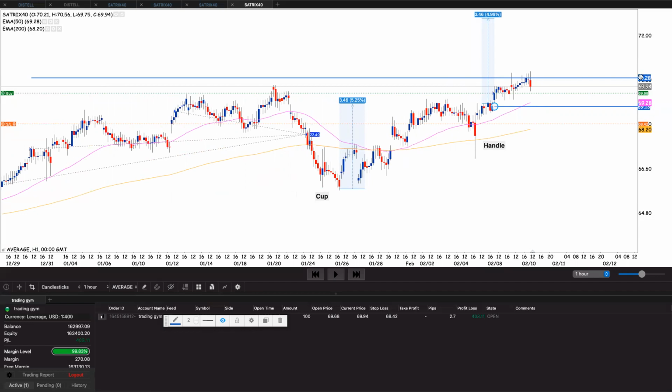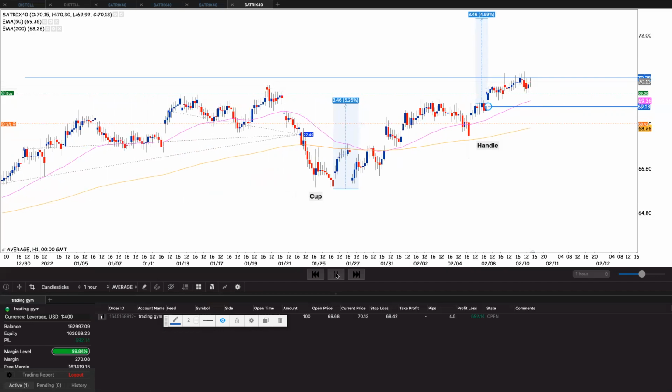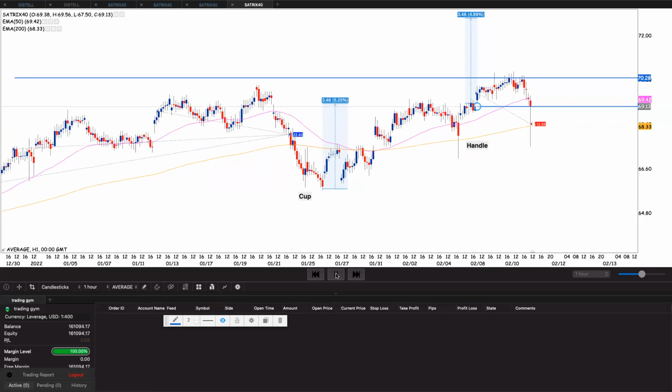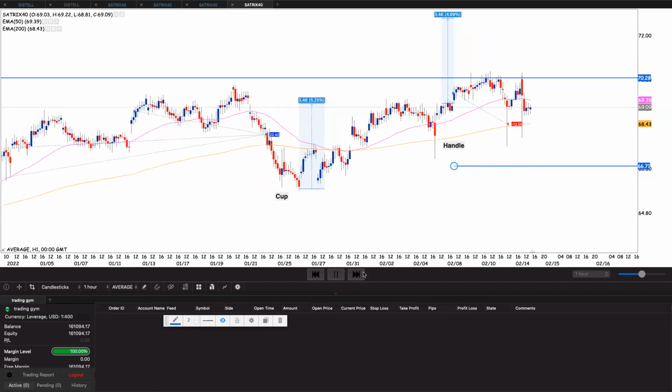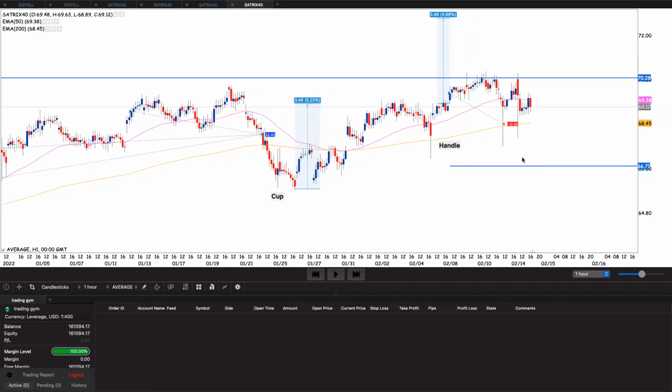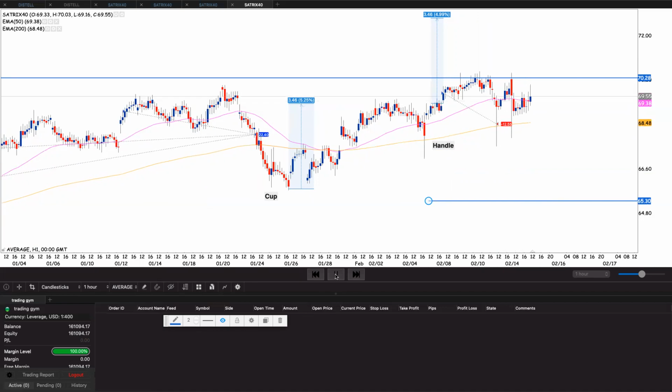If it breaks above 70, coming back to this 50-day, I'll use this level as it is. Okay, now I got stopped out. So let me pause. You see, I got stopped out. You see, my risk would have been here, so I would have been stopped out anyway. But I have no qualm in jumping back into a trade.